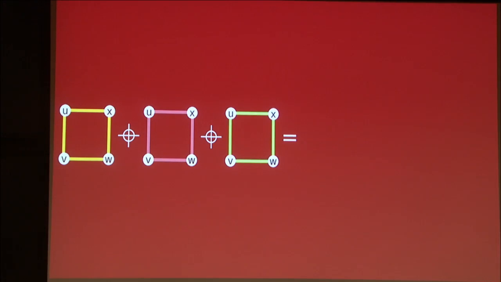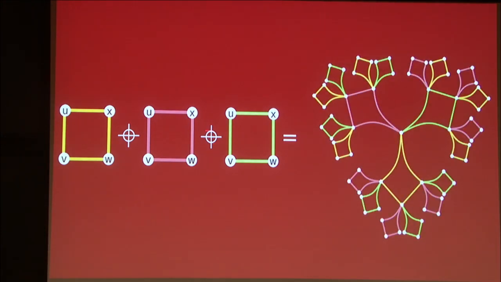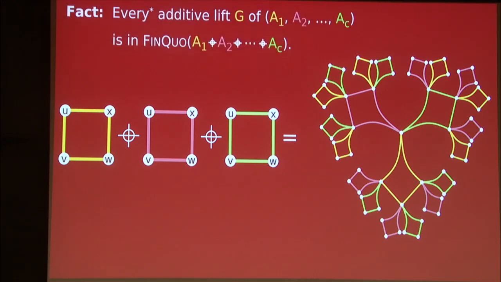And just one more example to have a picture, like this 3-4 cycles looks like this. So these are vertex transitive graphs, and in that case, it looks like the free product of these graphs, the additive product. And by design, the whole point of this is that every finite additive lift of these three guys, this balanced lifting thing, is covered by the infinite additive product graph. I mean, it's in the finite quotients of this thing.